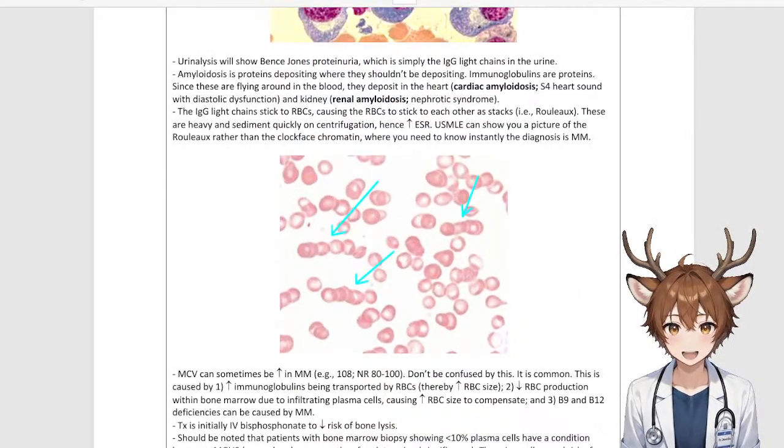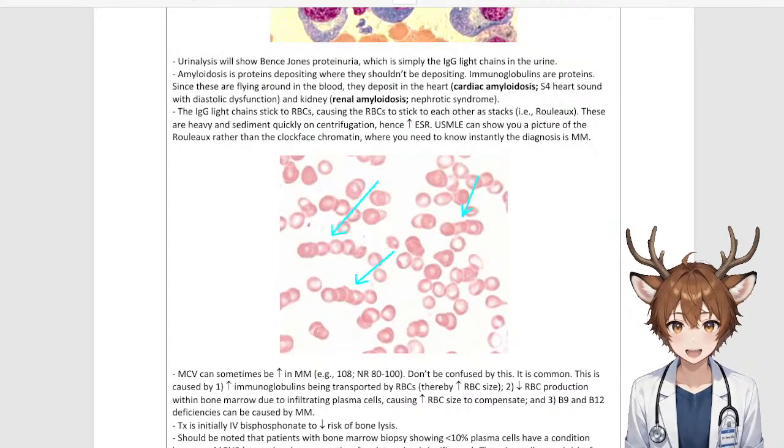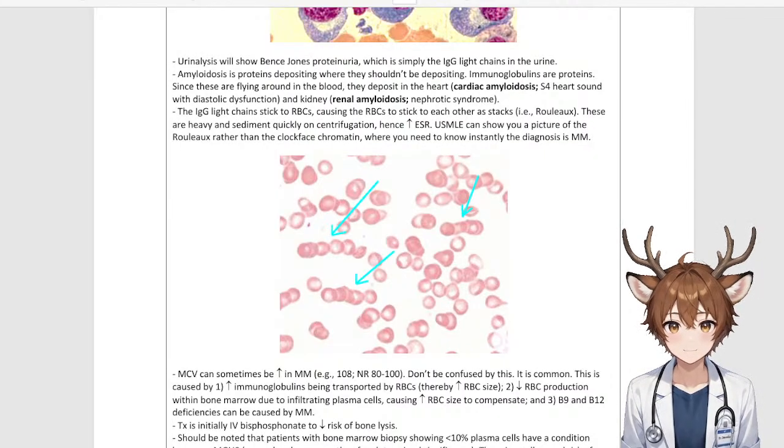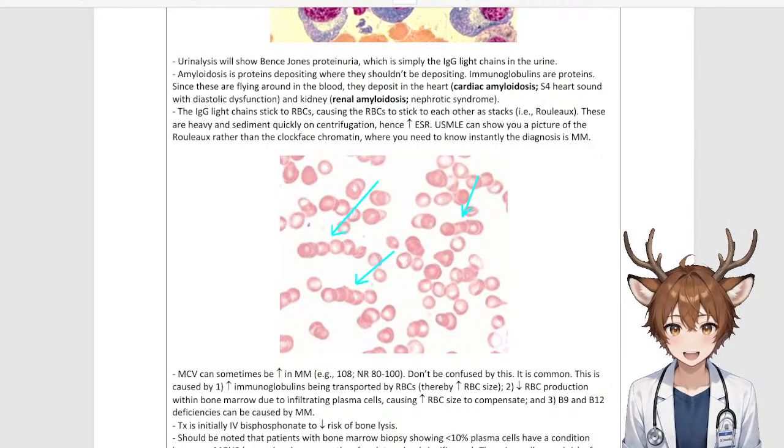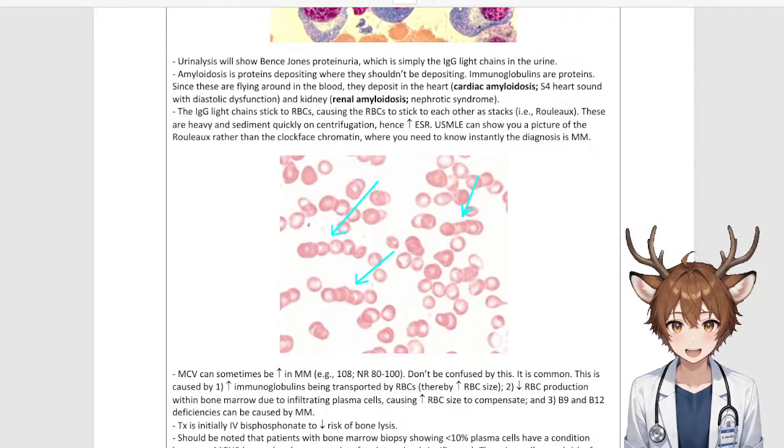So here's a picture here and here, right? Those little arrows that they're pointing to. Honestly, I can't totally make heads or tails of that as it stands right now.